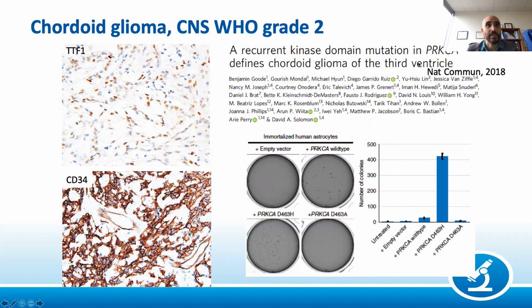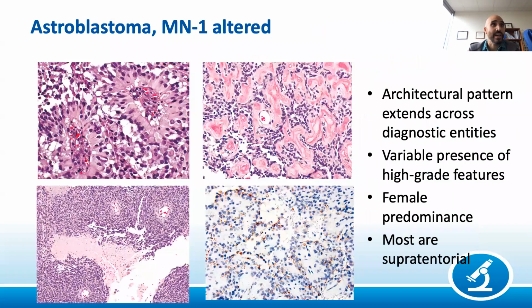Interestingly enough, they were able to actually put a mutated form of this into astrocytic precursors and demonstrate oncogenicity. And so this is, I think, a great example of a unique cell of origin coupled with a unique molecular driver that then results in a completely unique tumor. Okay. All right, so let's talk about astroblastoma next.